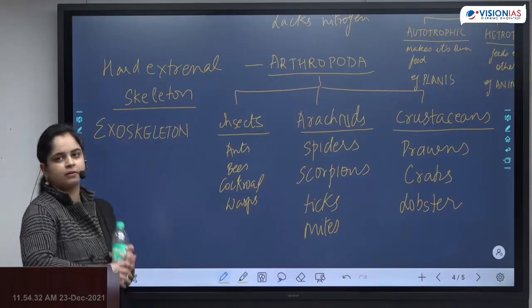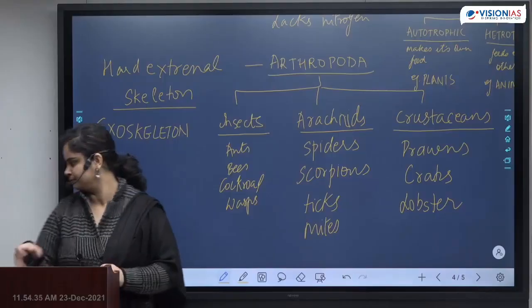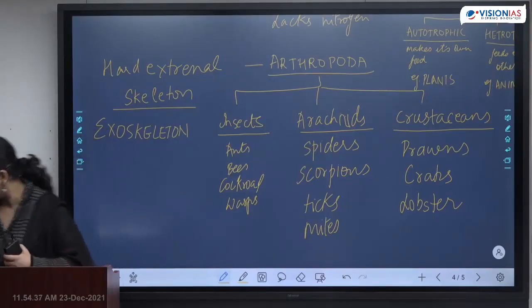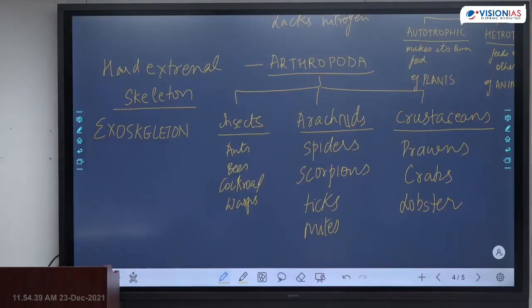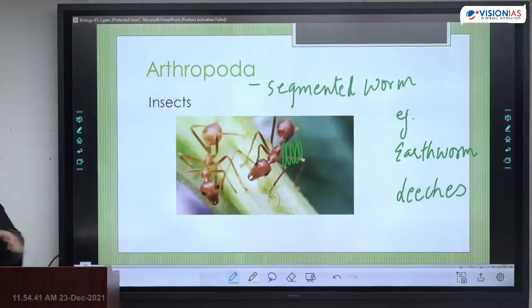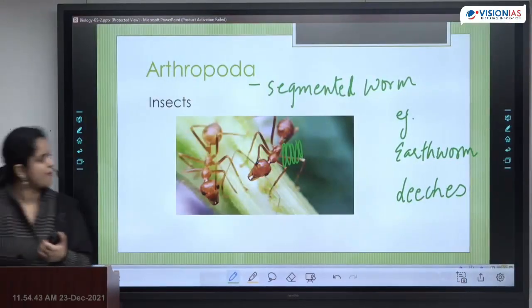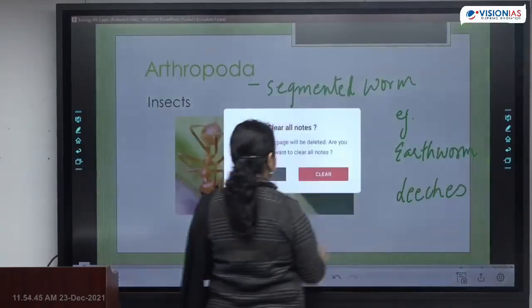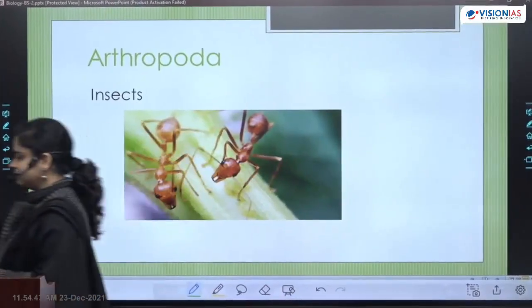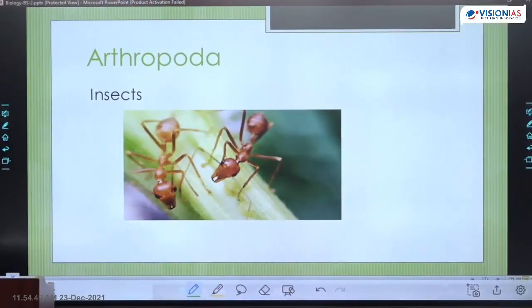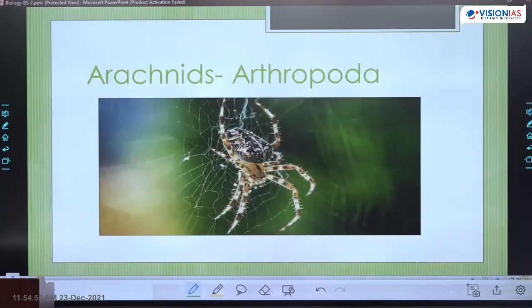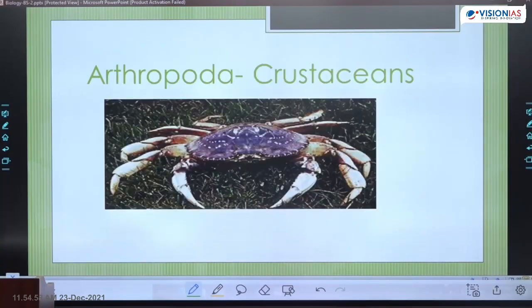Let's see some pictures also. So first category of insects, we have these red ants. Then second group, arachnid, we have the spider, and we have a crab here for crustaceans.